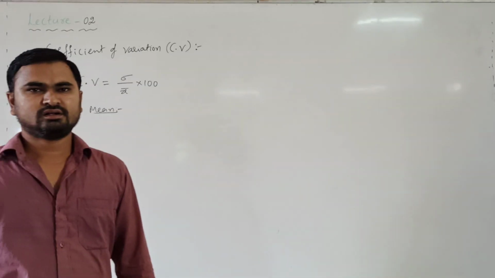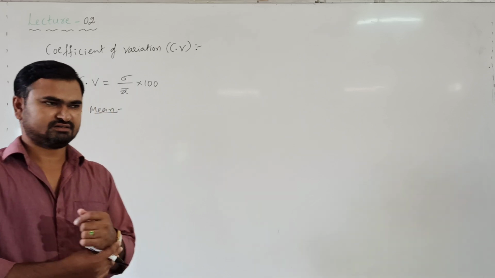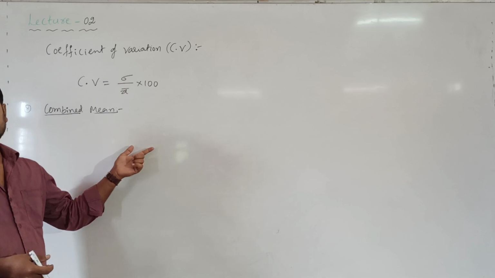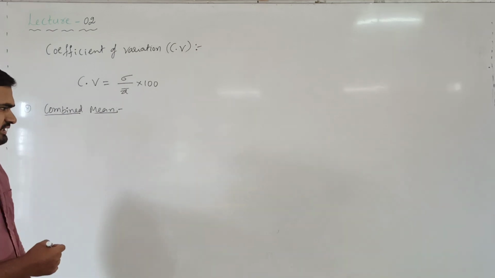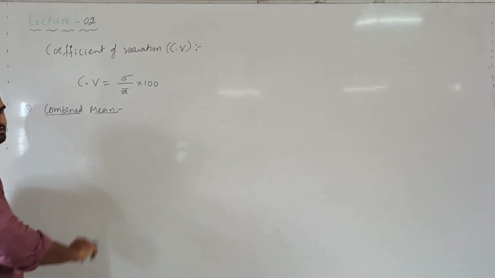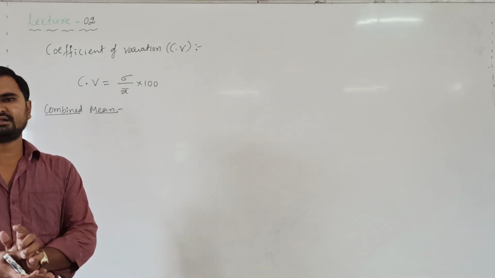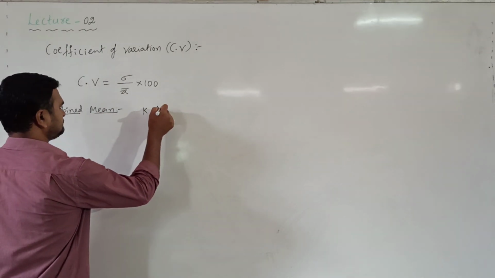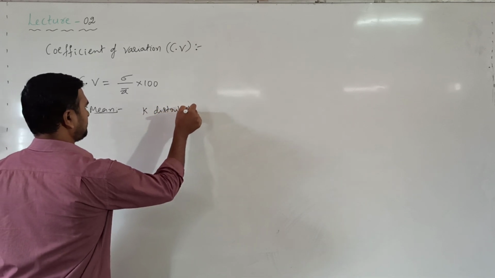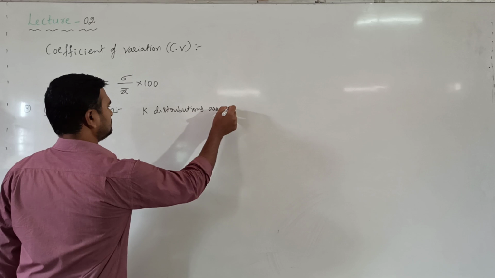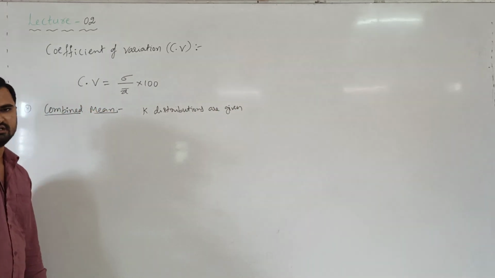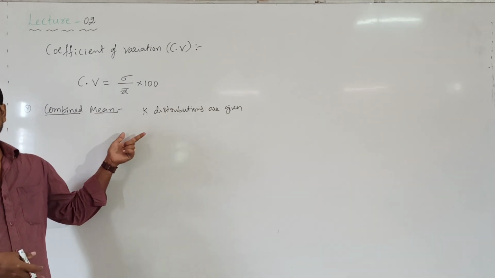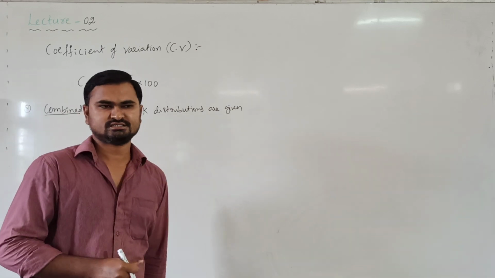Combined mean. Now let us say that some distributions are given, with their means and how many observations are given in each distribution. Suppose k distributions are given. Now for each of these distributions, what we are given is their mean and how many observations are present.